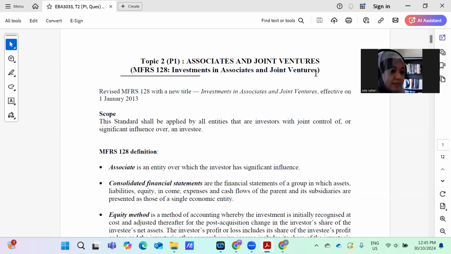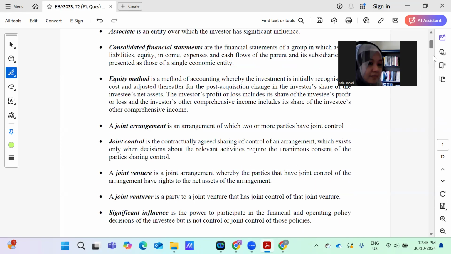Okay, so for today, we are going to look at the topic of associate and joint venture under MFRS 128. We are focusing on investment in associate only. All right, so let's see example number 2.